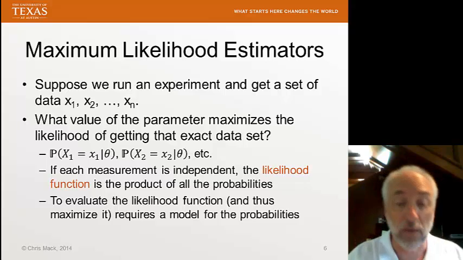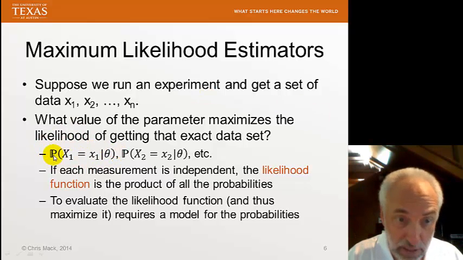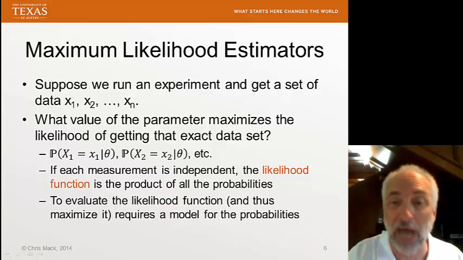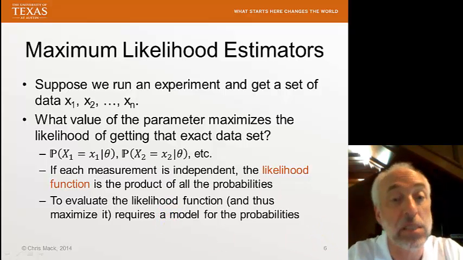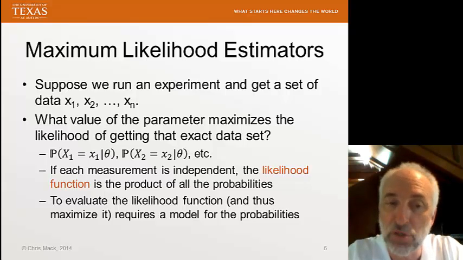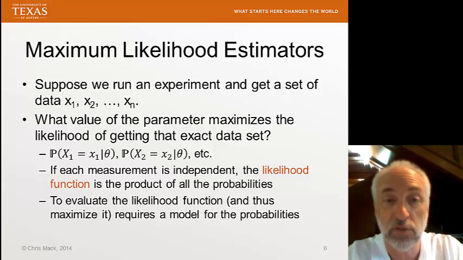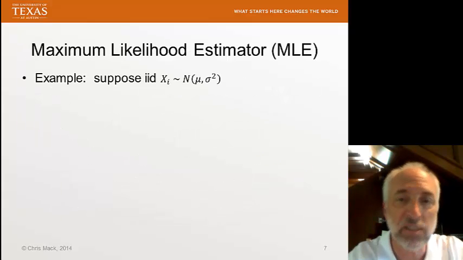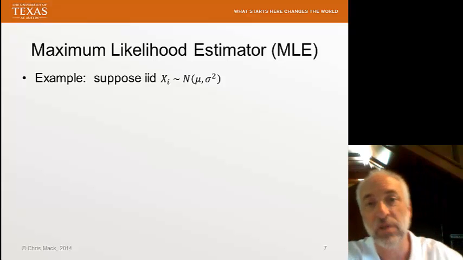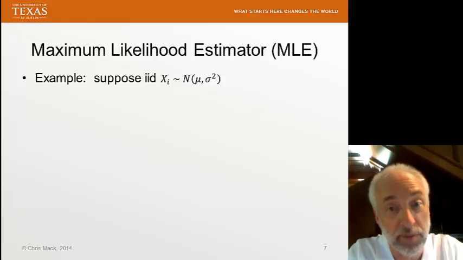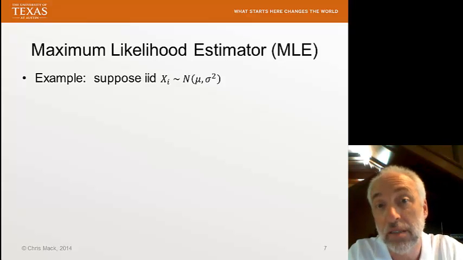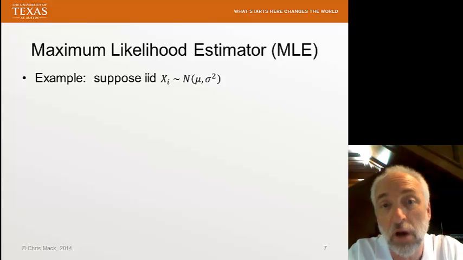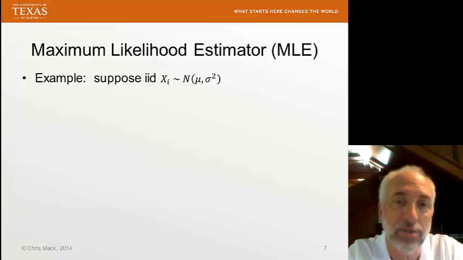But in order to do that, what do I need to know? I need to know these probabilities. In other words, I have to have a probability model, which means I have to make an assumption about the underlying distribution of each of the data points, x1, x2, etc. So let's take an example. Let's suppose that each measurement, x sub i, is normally distributed, has some mean and some variance. We'll then suppose that every one of the individual data points are identical and independent. So they're independent and identically distributed, IID.